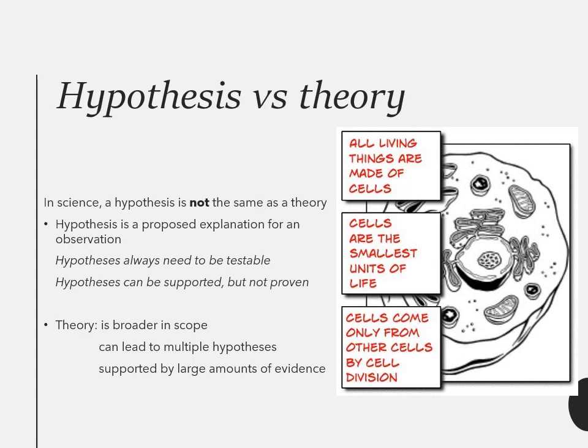They can't spontaneously materialize. Now, of course, scientists haven't looked at every cell that has ever existed, but all of the experiments that have been performed provide evidence that supports this theory. From this, we can come up with an almost unlimited number of specific hypotheses about cells and how they work that we can then test using the scientific method like we looked at in the previous slides.